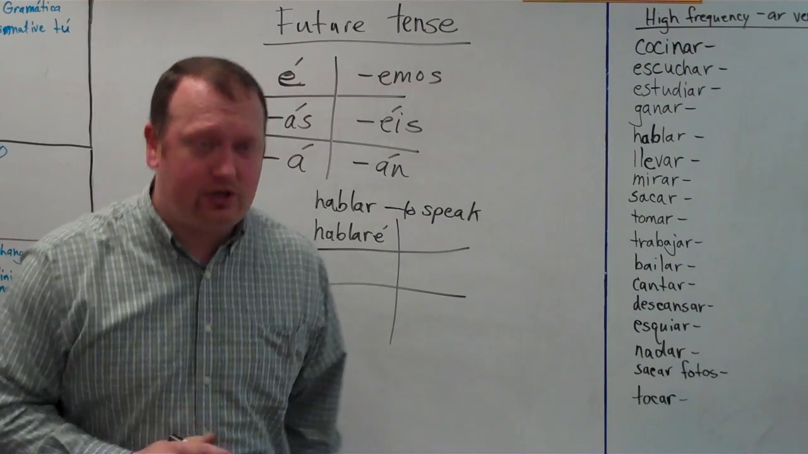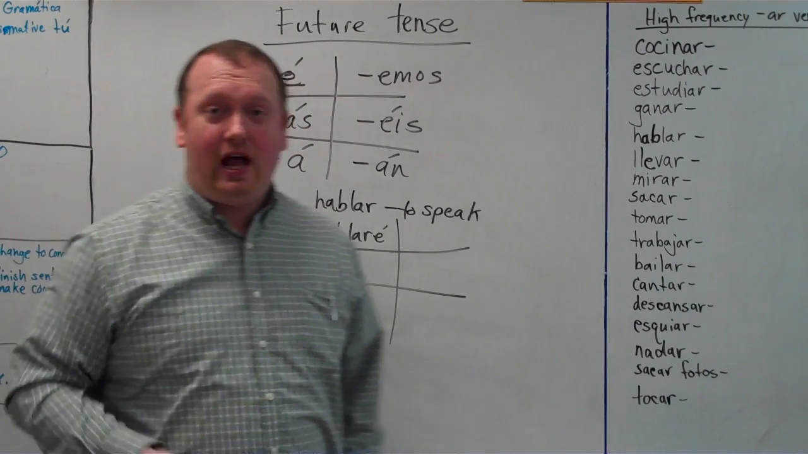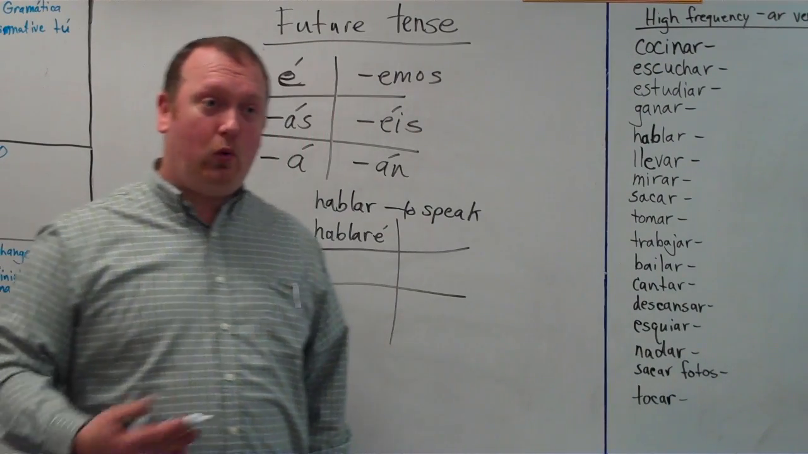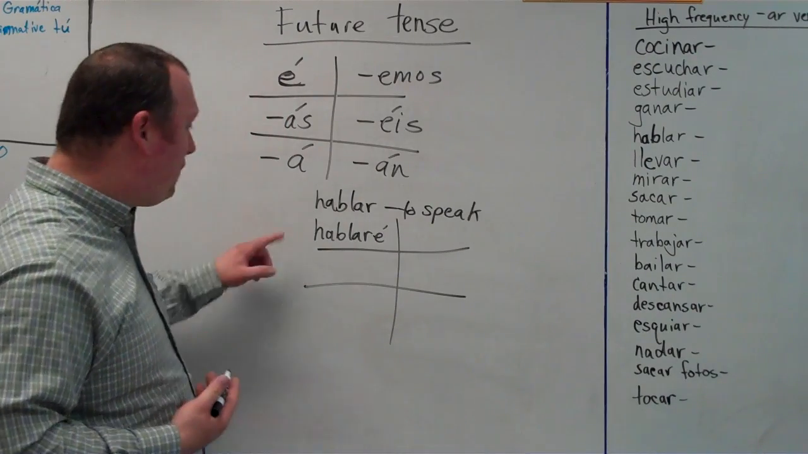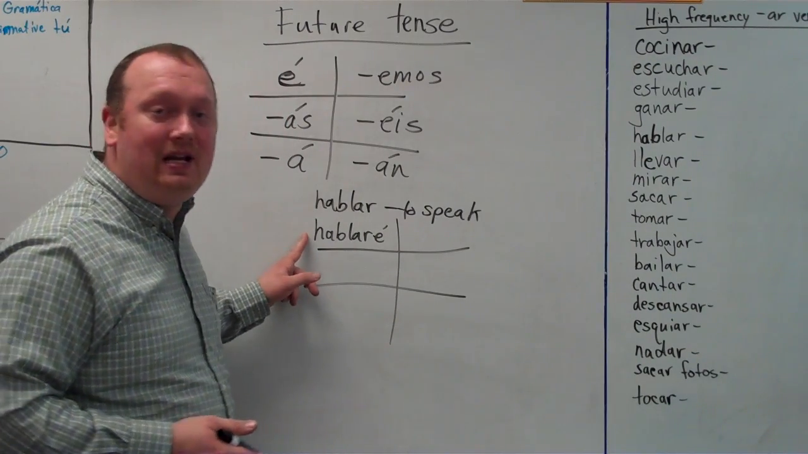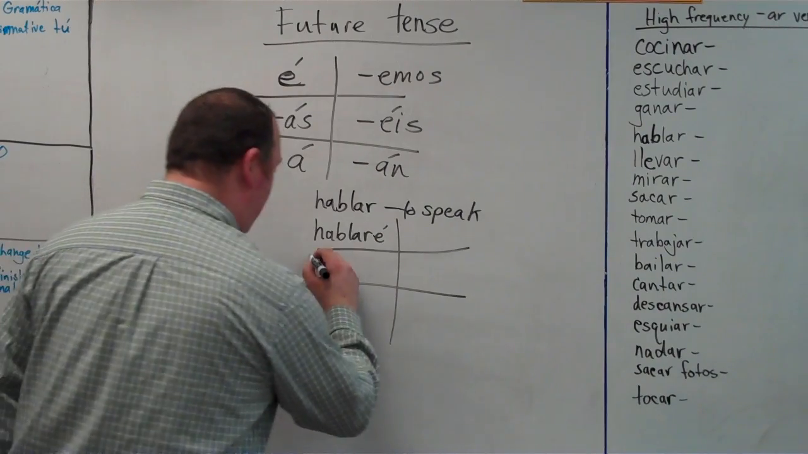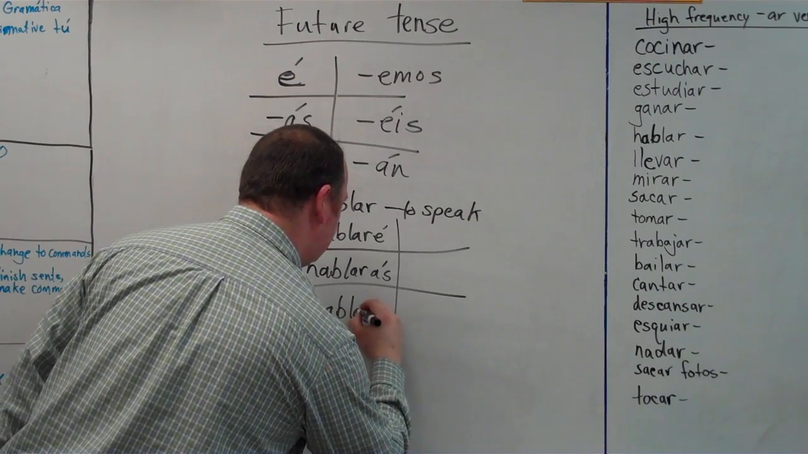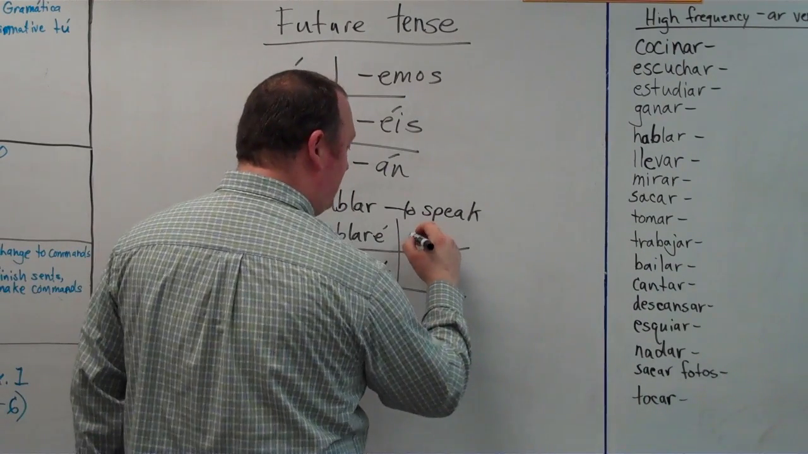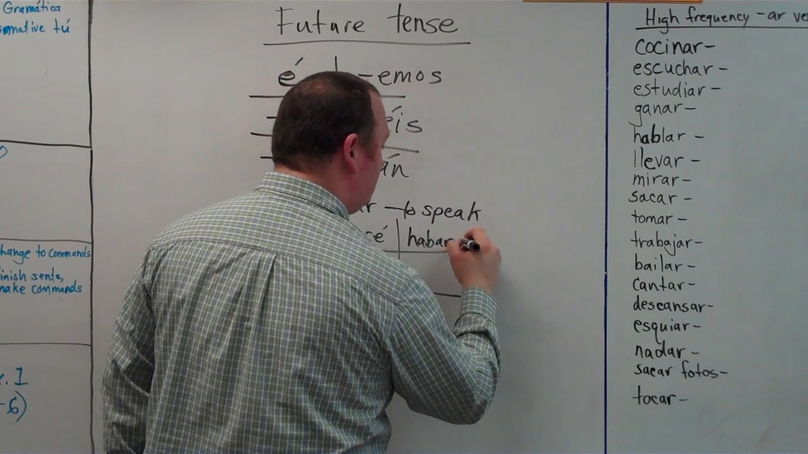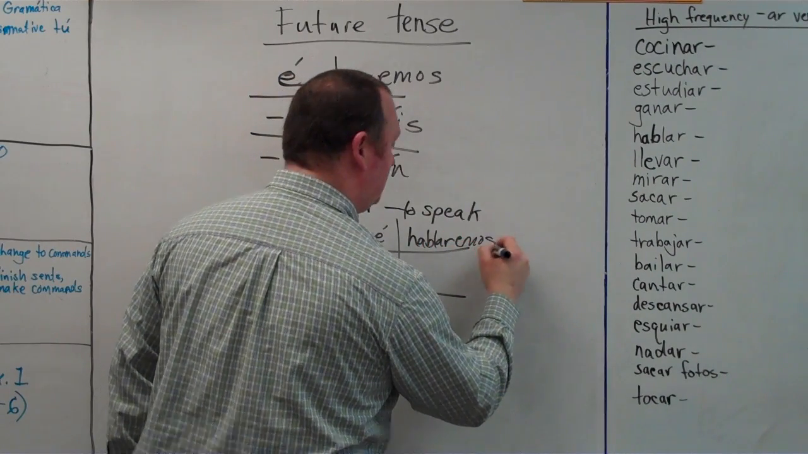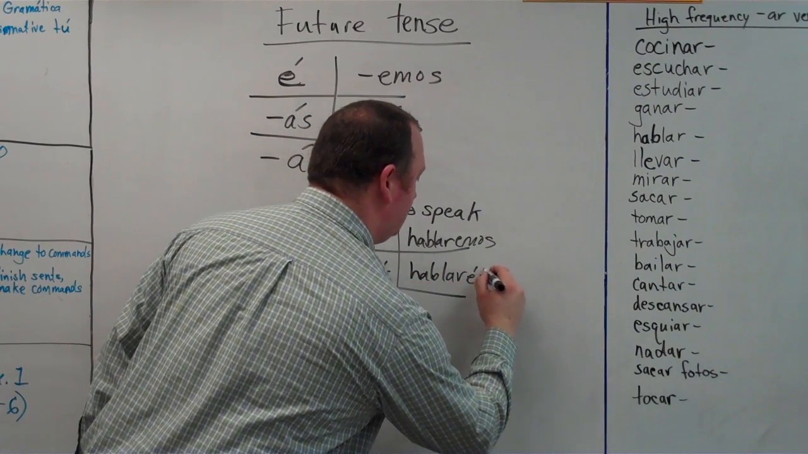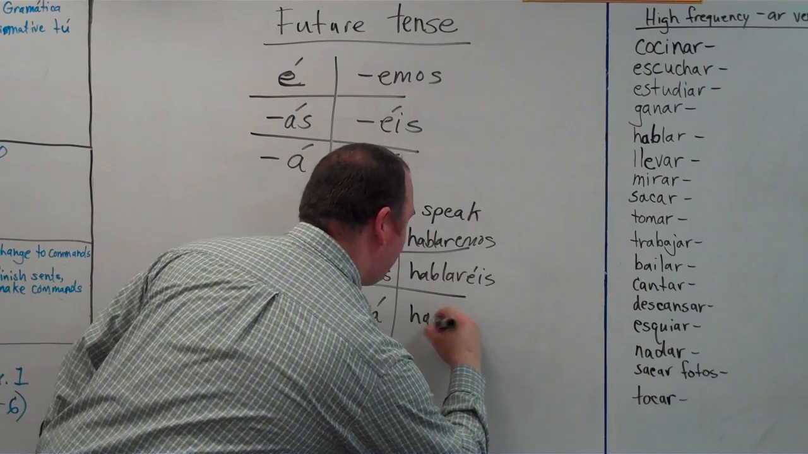Alright, so if this is the future tense we're talking about, in English, how do we express the future tense? We say will or shall. I will speak. So the yo form, the I form, is going to be hablaré, and that would mean I will speak. Hablarás. Hablará. Hablaremos. Hablaréis. Hablarán.